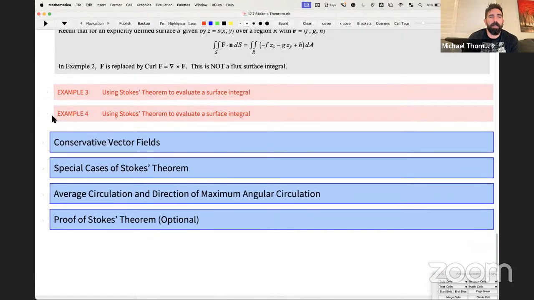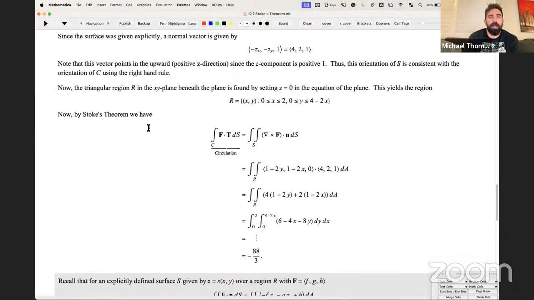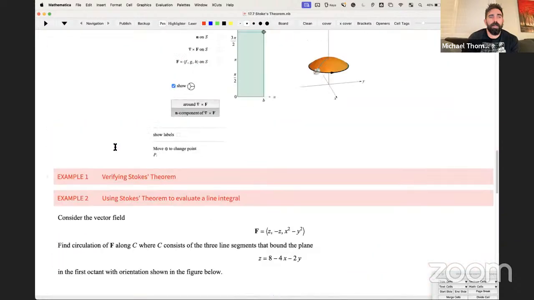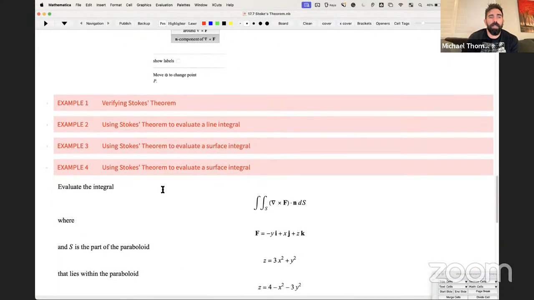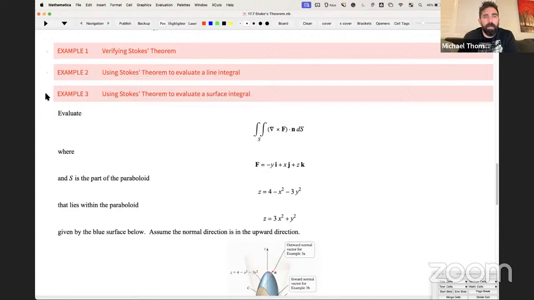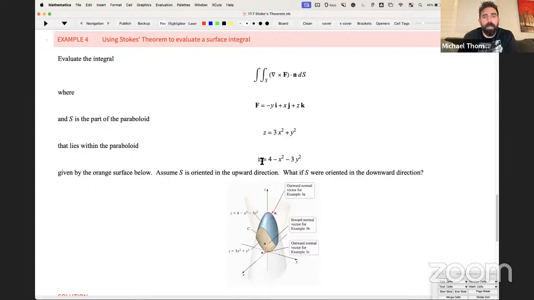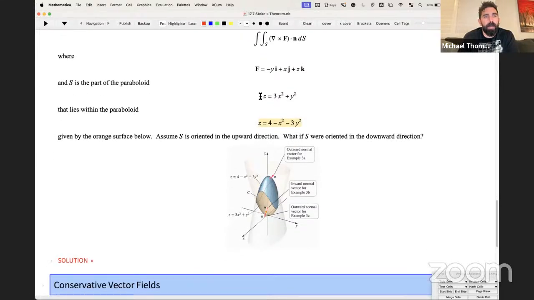And lastly, let's use Stokes' theorem to evaluate another surface integral. This is going to be similar to the one we just did. Notice I'm evaluating the same surface integral, with the same vector field and the same paraboloids. But in this case, we're looking at a different part. It's going to be the part of the bottom paraboloid that lies within this one. So now we're looking at the orange region down here.